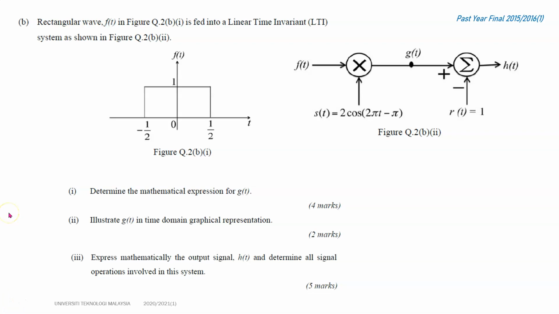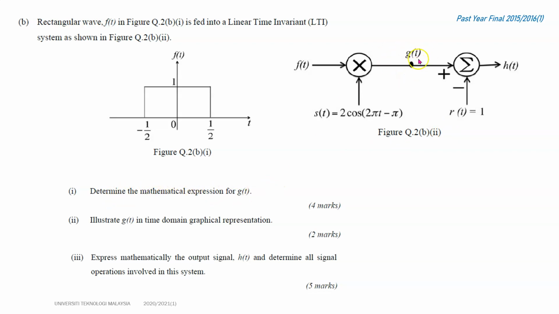This is taken from the past year final exam 2015-2016. Basically, I just took one question for this video from the final exam, so I took the whole question. If we see question B, this is also from continuous time signals and systems. The rectangular wave in figure Q2B1, which is this one, is fed into a linear time invariant system. So this f(t) is fed into the linear time invariant system as shown in figure Q2B2. First, you have to determine the mathematical expression for g(t).